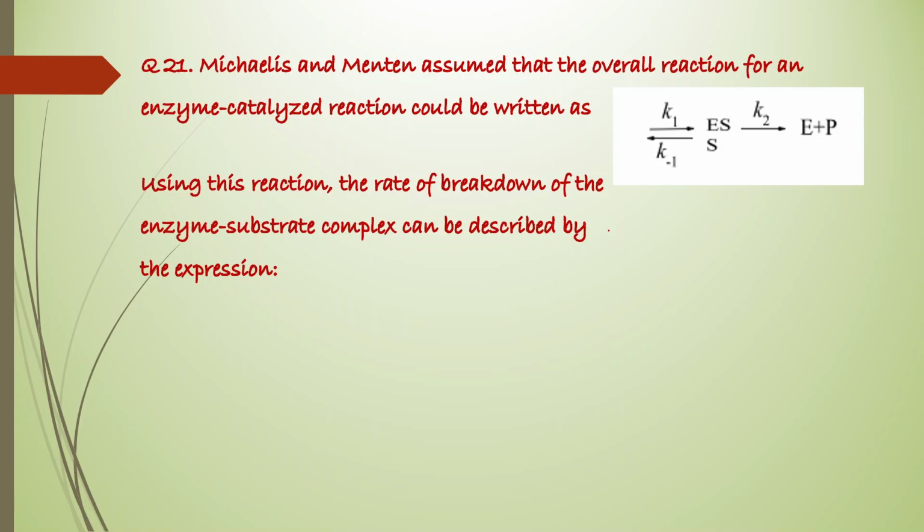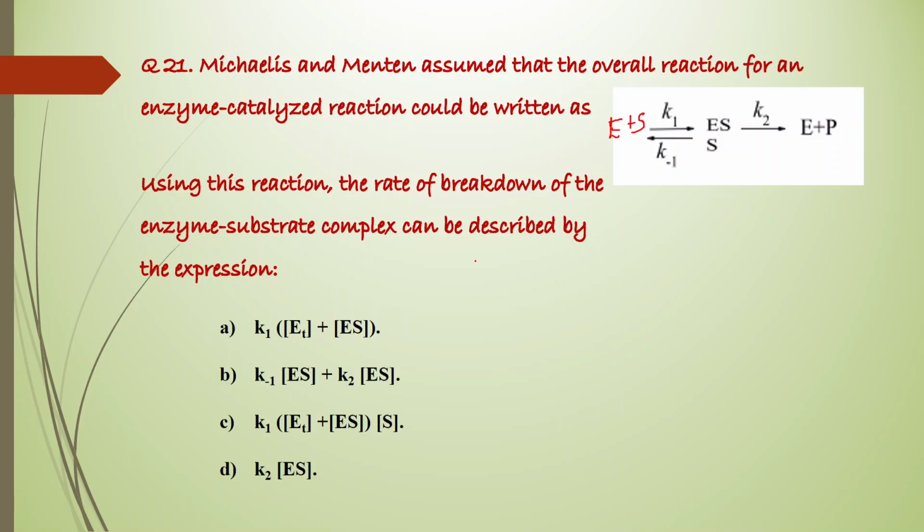Moving to the next question. It states, Michaelis and Menten assume that the overall reaction for an enzyme catalysis reaction could be written as this. We already know this. I think one part of this is missing. This will be E plus S. Okay. Using this reaction, the rate of breakdown of enzyme substrate complex can be described by which equation out of the four? So what are they asking? Rate of breakdown of enzyme substrate complex.